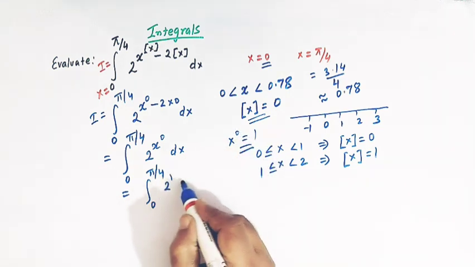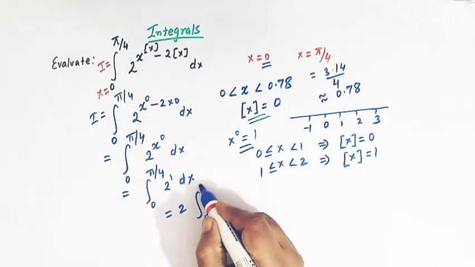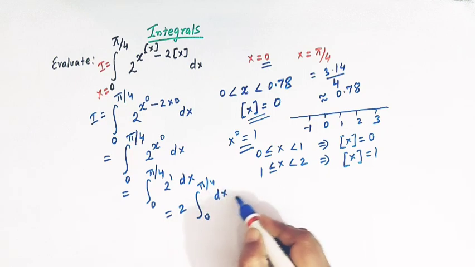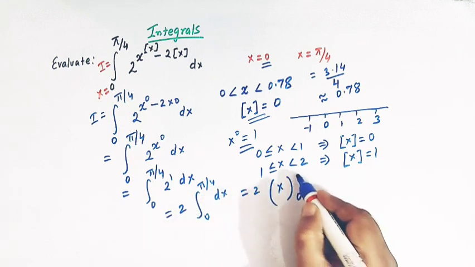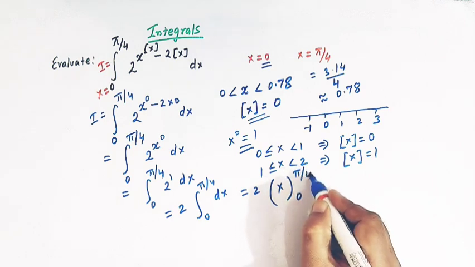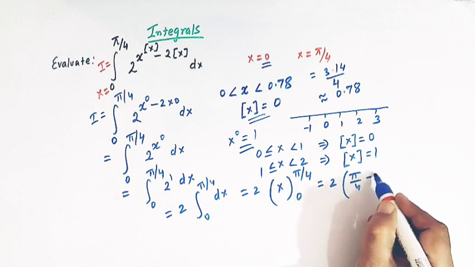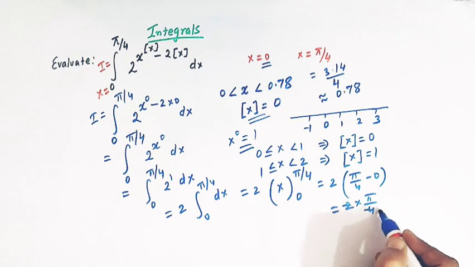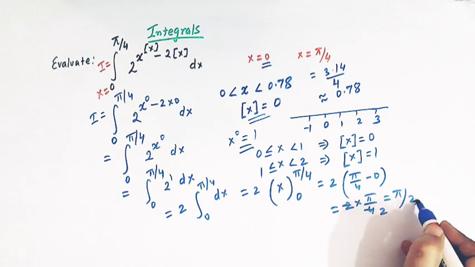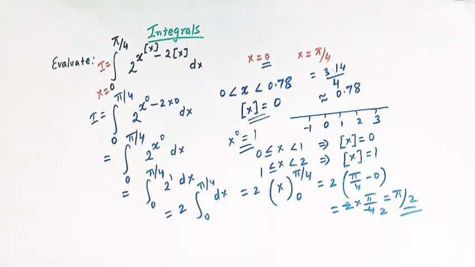this is the integral of 2 raised to 1 dx, and the integral of dx is x. The limits of integration are from 0 to pi by 4. So this is 2 times pi by 4 minus 0, that is 2 times pi by 4, that is pi by 2, right? So the value of this integral is equal to pi by 2.